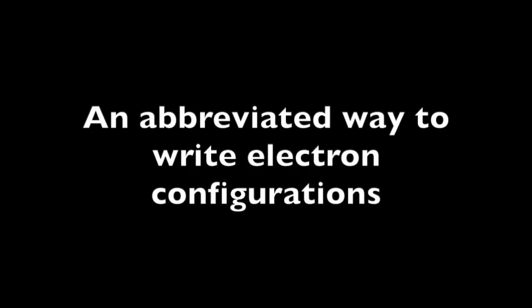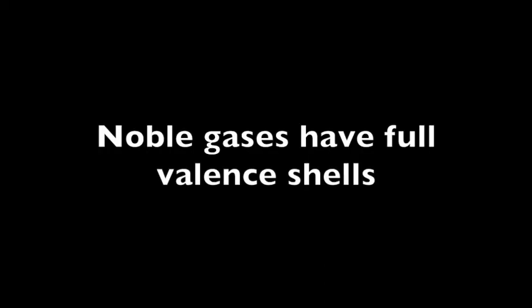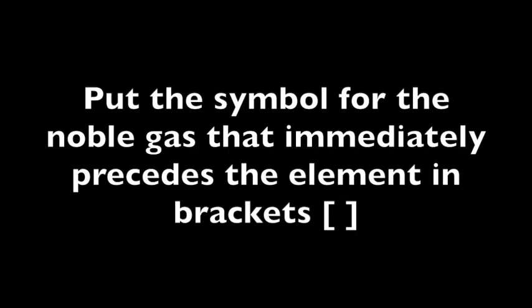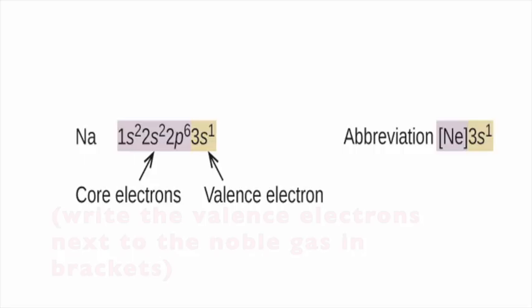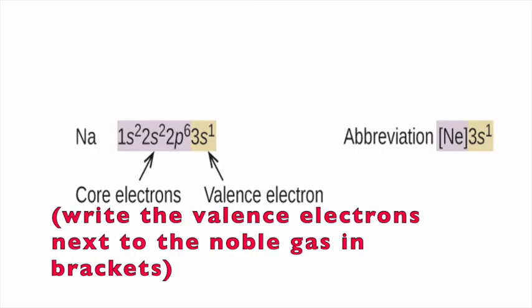Now let's quickly talk about noble gas notation. Noble gas notation is an abbreviated way to write electron configurations. Noble gases are special because they have a full octet in their valence shell. In order to use noble gas notation, what we do is we put the symbol for the noble gas that immediately precedes the element that we're looking at. We put that noble gas in brackets, and then we write the rest of the electron configuration just as we would if we had written the complete configuration.